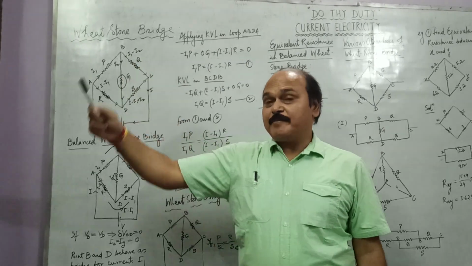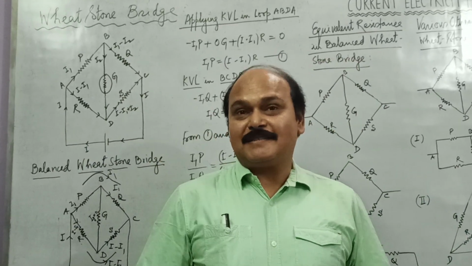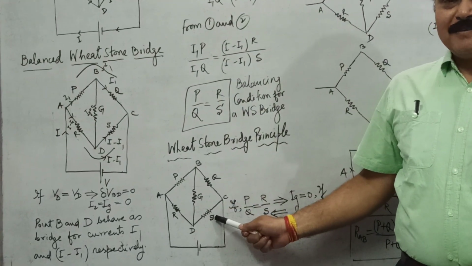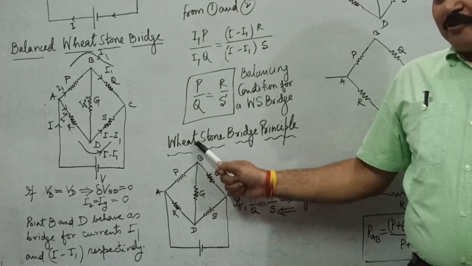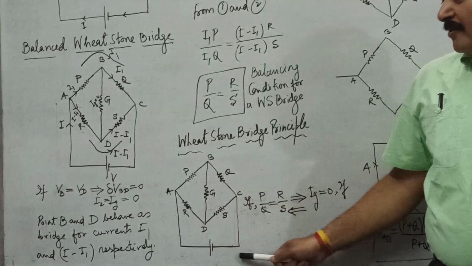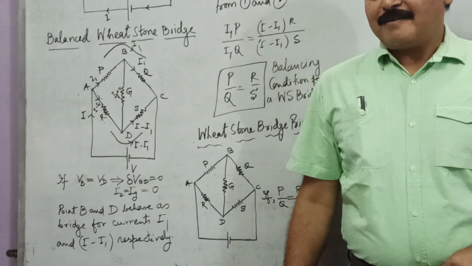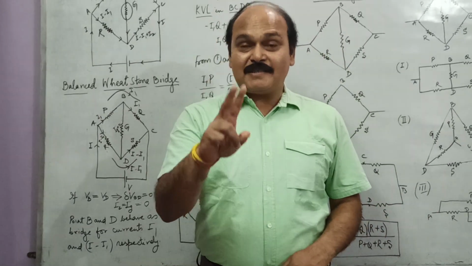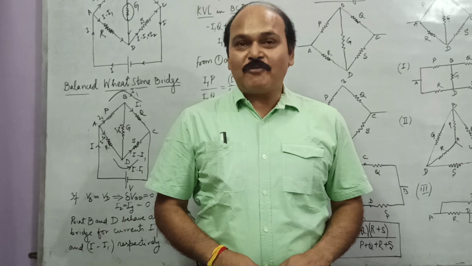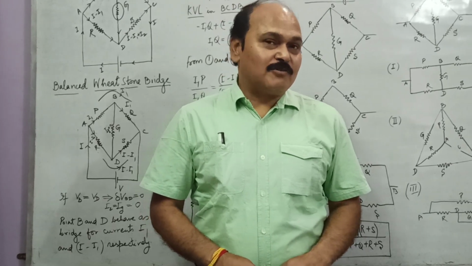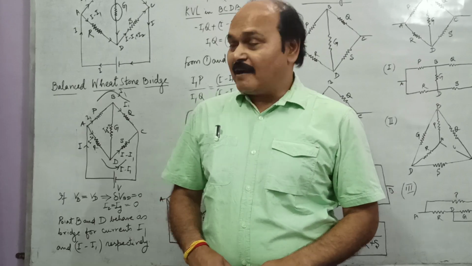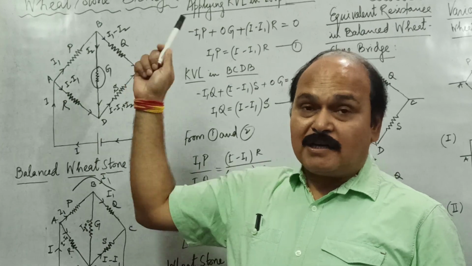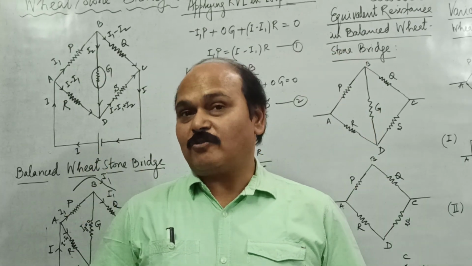Wheatstone bridge is an arrangement of four resistances over four corners of a square like this, PQRS, with galvanometer across one of its diagonals and battery across the other diagonal. I repeat, Wheatstone bridge is the arrangement of four resistances PQRS over four sides of a conducting square with galvanometer across one of its diagonals and battery across the other diagonal. So this arrangement is what is called as Wheatstone bridge.